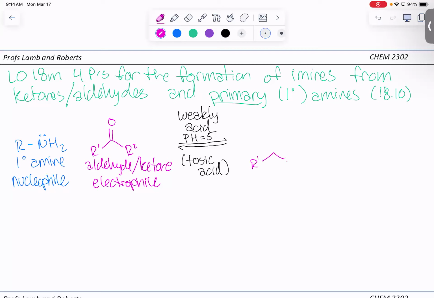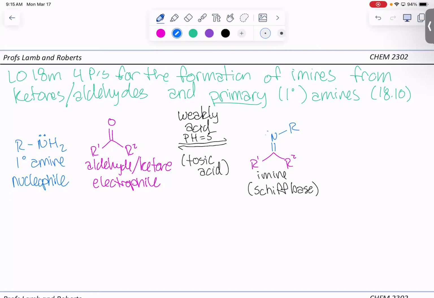All right, so we get out an imine, which is double bonded to a nitrogen. Kind of looks like a ketone, but with the amine. Sometimes people call these Schiff bases. I don't really use that term because I don't think it's very helpful. I use the term imine, but you might see this in your book as a Schiff base.